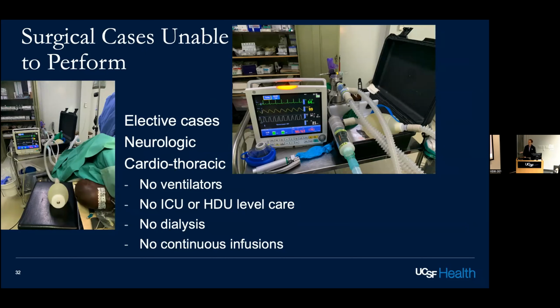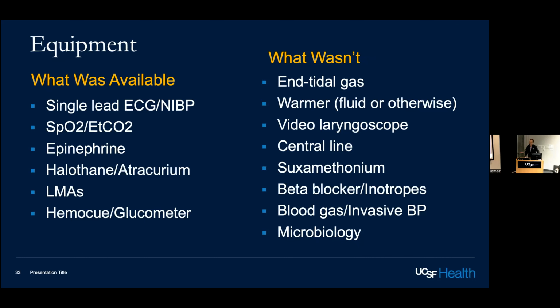So if I looked at what was available, I had single lead ECG and non-invasive blood pressure, sat, and end-tidal CO2, which is surprising. Had some epinephrine, halothane, and atracurium. I had a few LMAs, and I had a HemoCue and a glucometer, but I didn't have, which I would have loved to have had, some end-tidal gas monitoring, some way to warm a patient. Didn't have a video laryngoscope, don't really need that.